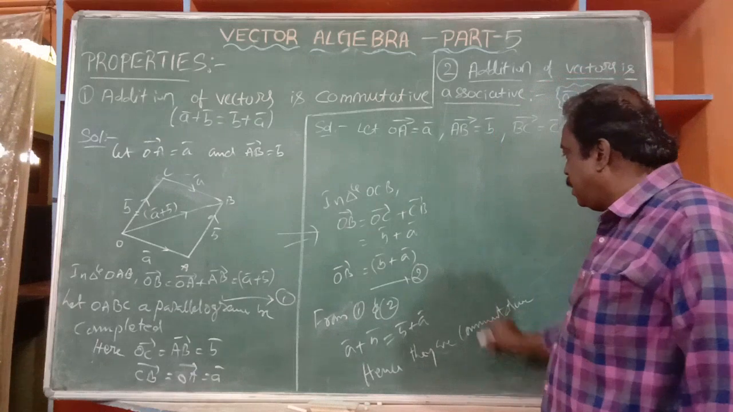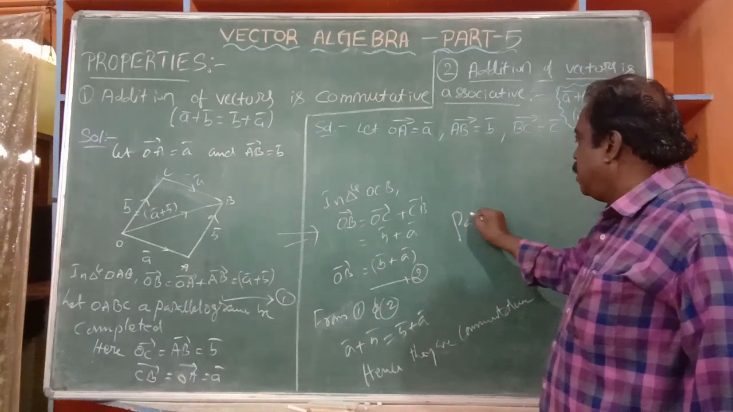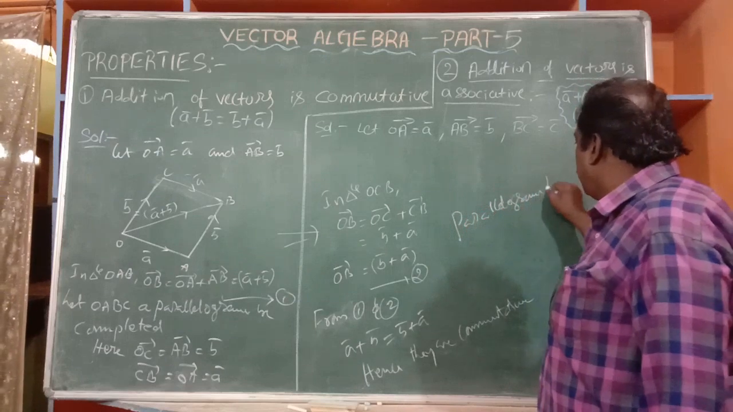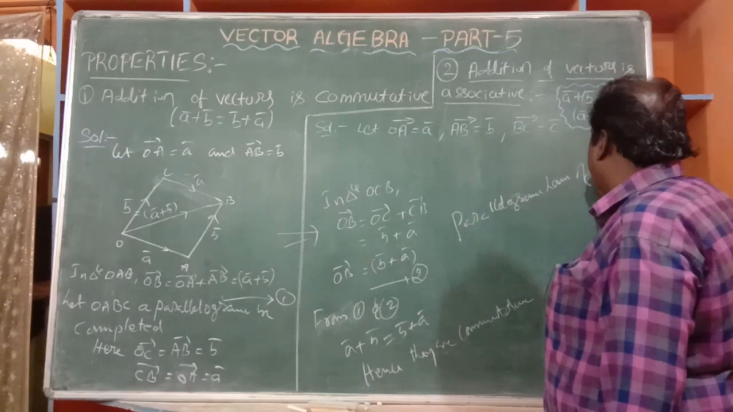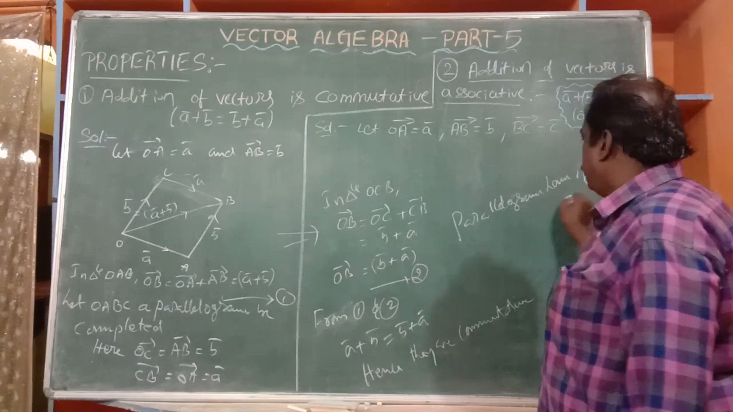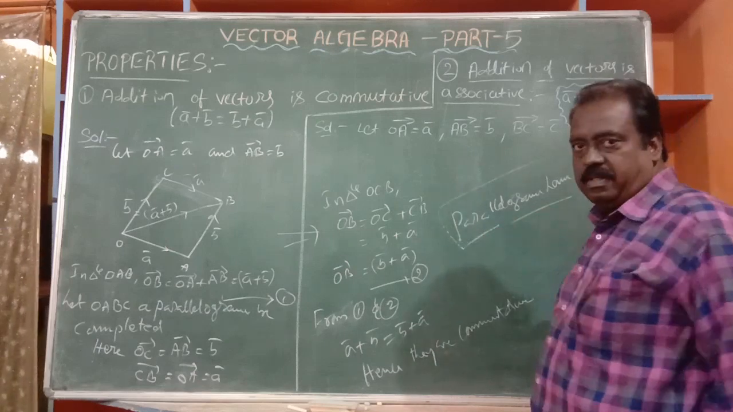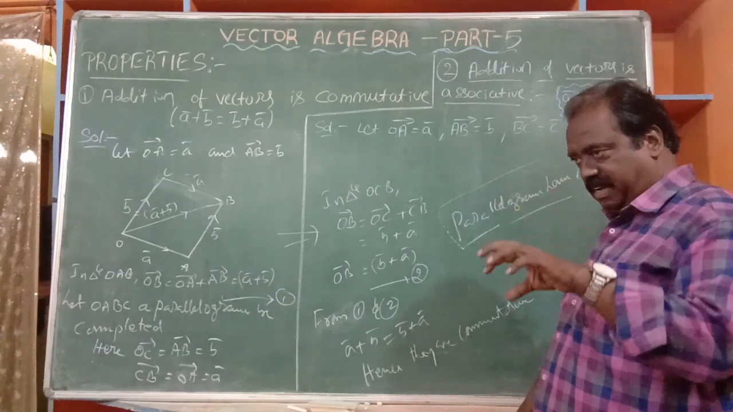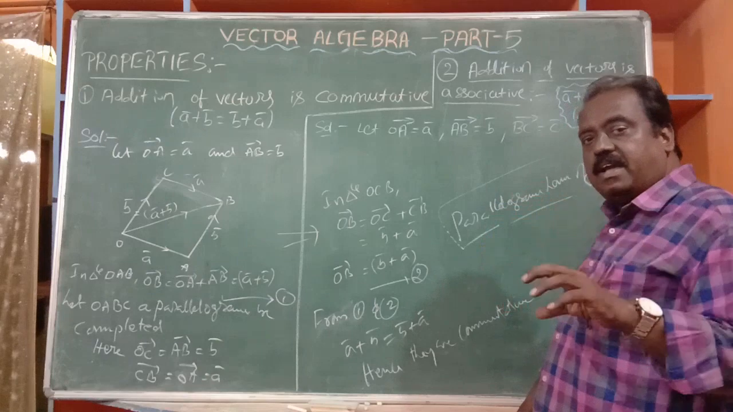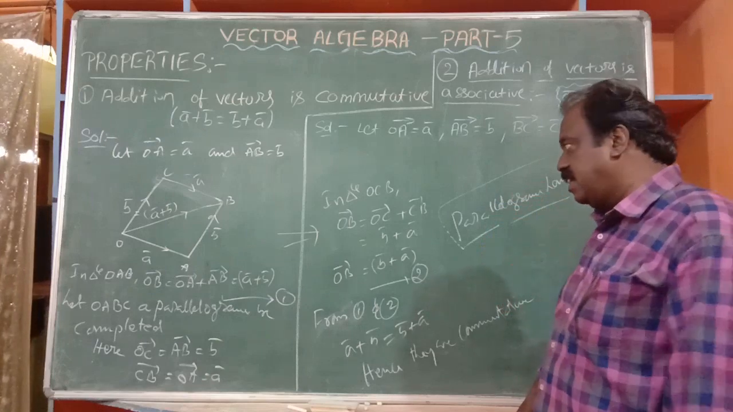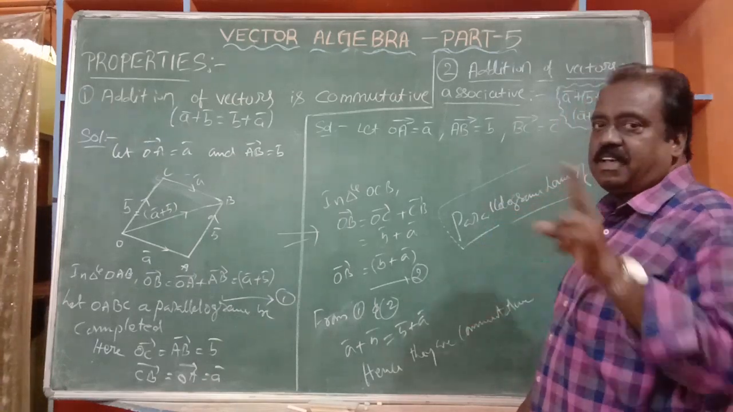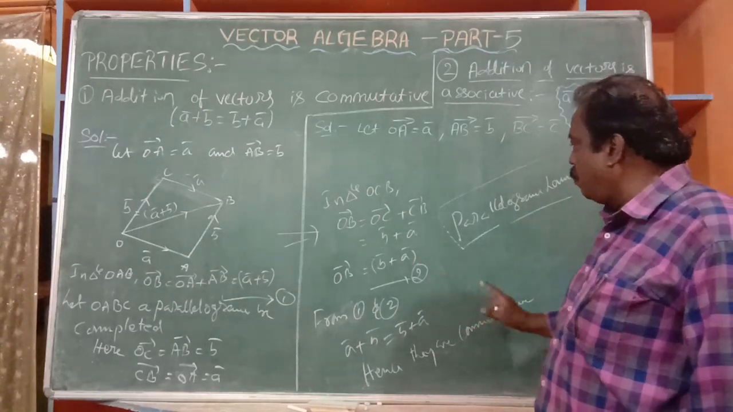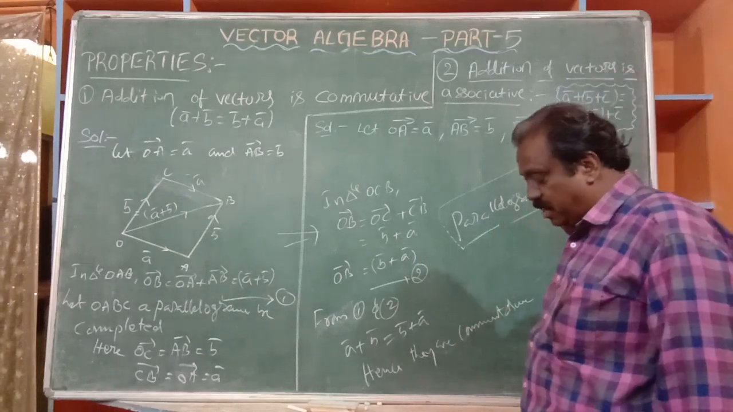But here this property is called the parallelogram law of vectors. Now the addition of vectors is the triangle law of vectors. By using the triangle diagram, we can prove the addition of two vectors. The addition of vectors follows the commutative law by using the parallelogram.